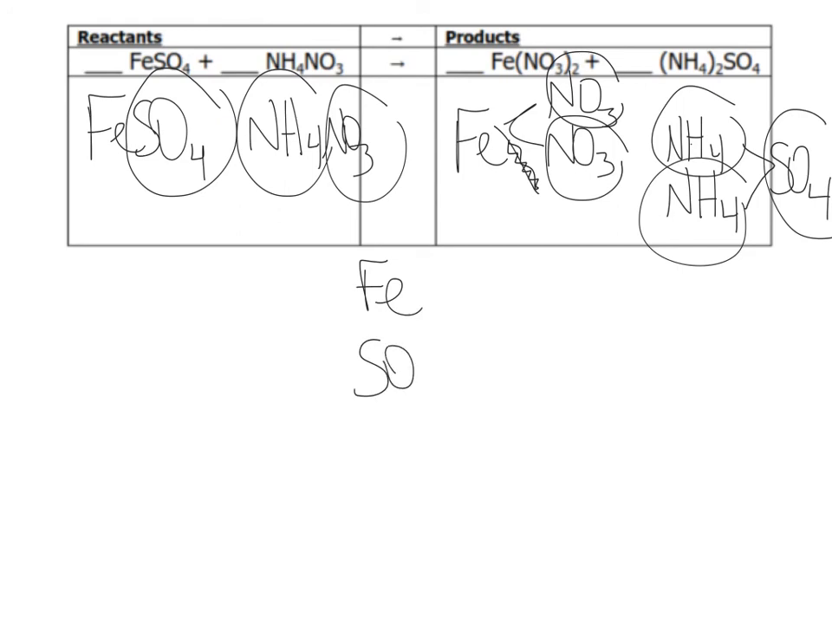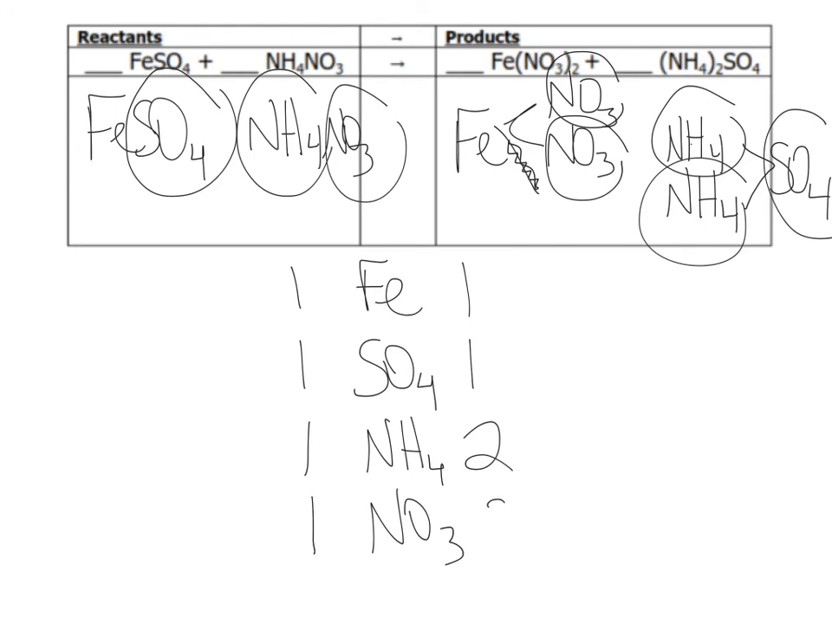So we'll do our inventory, keeping our groups together. Fe, 1 on each. SO4, 1 on each. NH4, reactant I have 1, product I have 2. NO3, reactant I have 1, and product I have 2, which means I need to work on NH4 and NO3. I go to the side where I only have 1, put a 2 there, updates both of those to 2, and this is balanced with 1, 2, 1, 1.